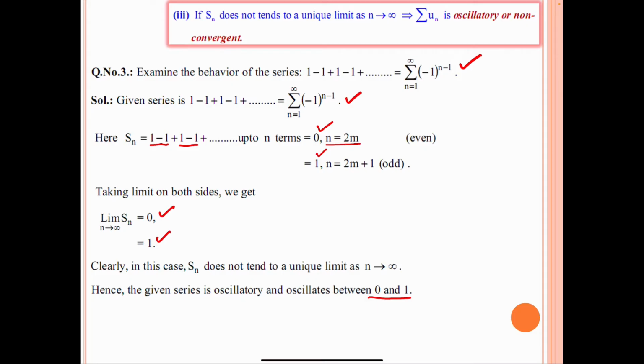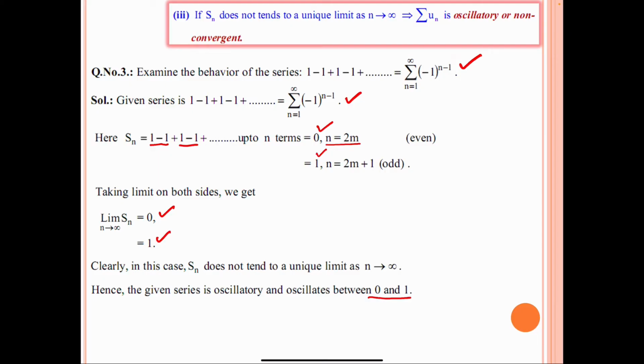So in this way, we can examine the behavior of these types of infinite series. तो हमने देखिए 3 एग्जाम्पल किए हैं. पहला एग्जाम्पल जो है वो कन्वर्ज कर रहा है, दूसरा एग्जाम्पल जो है वो डाइवर्ज कर रहा है, और तीसरा एग्जाम्पल जो किया ये ऑसिलेट कर रहा है. ठीक है.